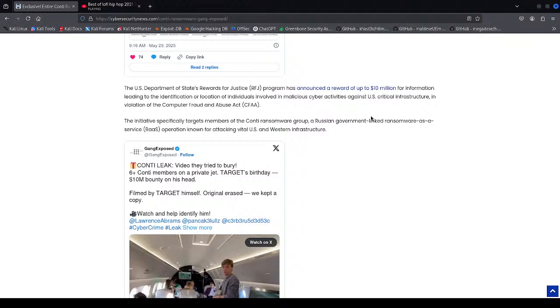$5 million is probably more than they'll ever see in their life, especially if a law enforcement agency is the one being offered that, because not a lot of police officers make a lot of money worldwide. So, usually the FBI will offer a high reward, as you can see here, right? The U.S. Department of State's Rewards for Justice Program has announced a reward of $10 million for information leading to the identification or location of individuals engaged in malicious cybercrime activities against U.S. critical infrastructure and in violation of the Computer Fraud and Abuse Act.